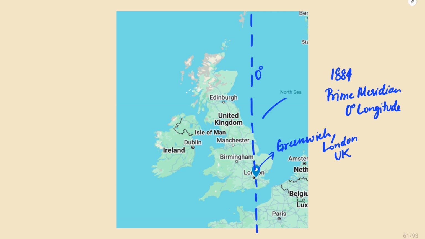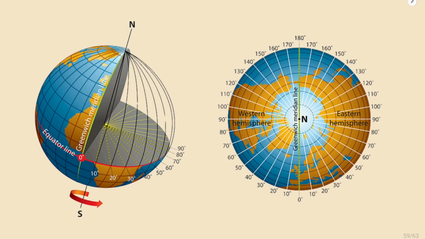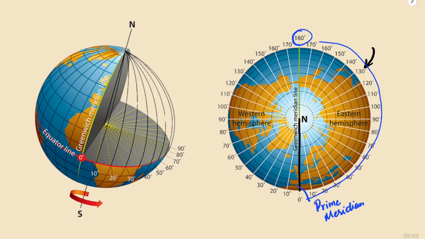Since then, the meridian at Greenwich has been internationally recognized as the prime meridian, or 0 degrees longitude, that is, the starting reference point for measuring all other longitudes. In this image, we are looking at the Earth from above the North Pole. From the prime meridian, longitudes are measured up to 180 degrees eastward and 180 degrees westward.